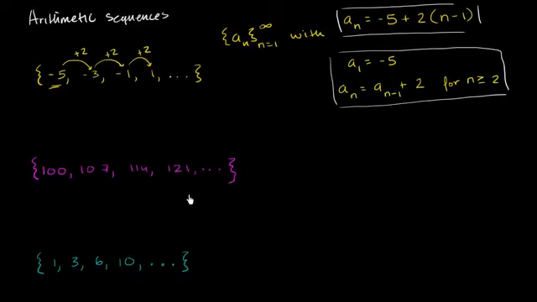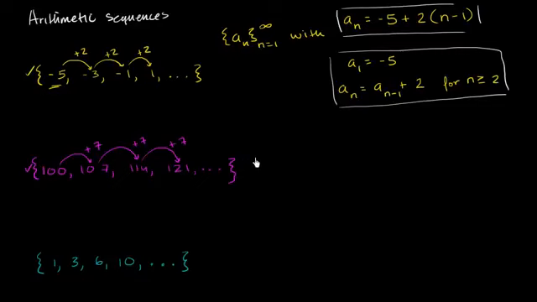Now let's look at this sequence. Is this one arithmetic? Well, we're going from 100, we add 7. 107 to 114, we're adding 7. 114 to 121, we are adding 7. So this is indeed an arithmetic sequence. So just to be clear, this is 1. And this is 1 right over here.